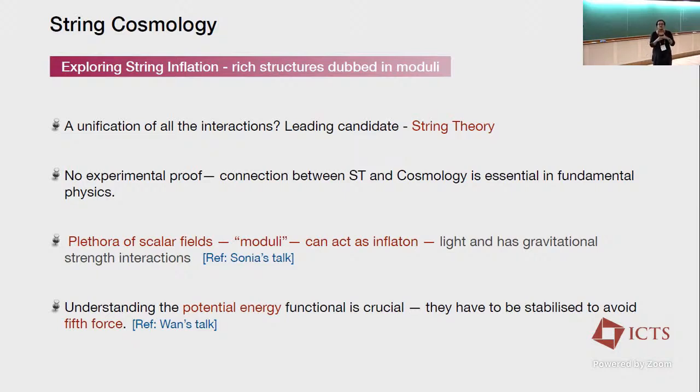And in that 4-dimensional effective field theory, you can get not only just one, you can get many scalar fields, which are known as these moduli, which are massless scalars stemming from this extra dimension, and they can act as this inflaton or for quintessence scalar in your 4-dimensional effective field theory. They are massless with gravitational strength interaction.